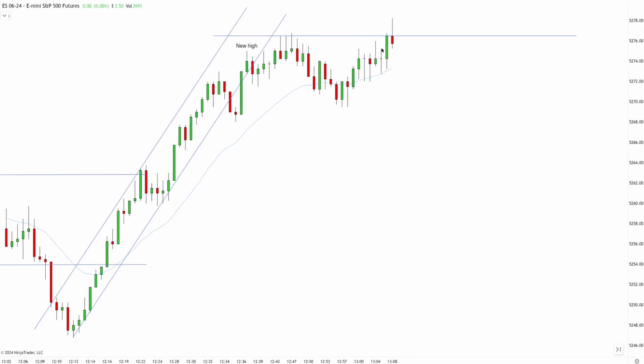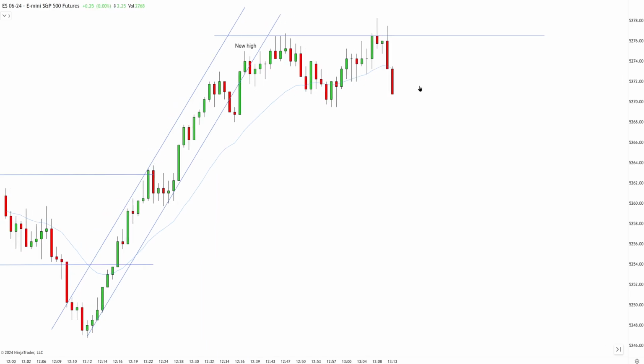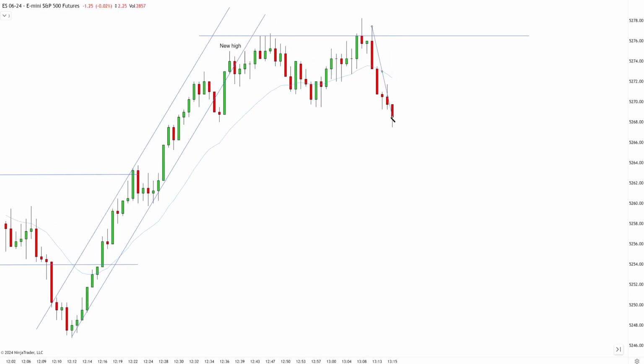Can't take a failed second entry short. Horrible doji. We have a break and new high. Let's see what's going to happen. Okay, downtrend working lower.